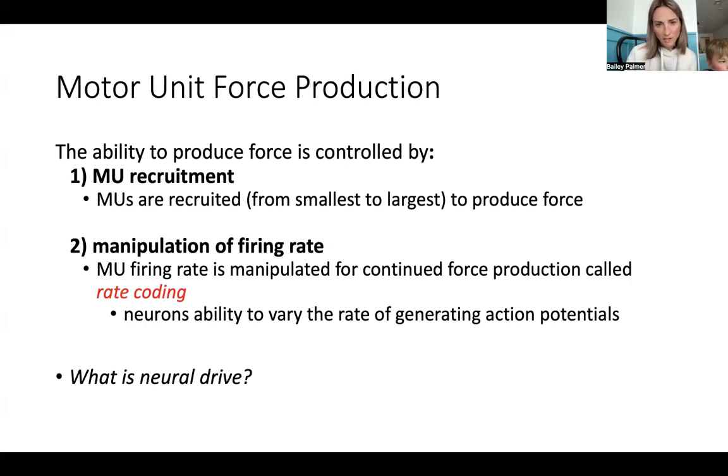this athlete has really high neural drive to the muscle, submaximal neural drive or maximal neural drive.